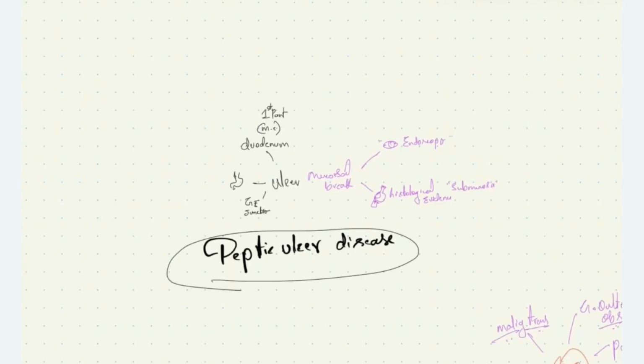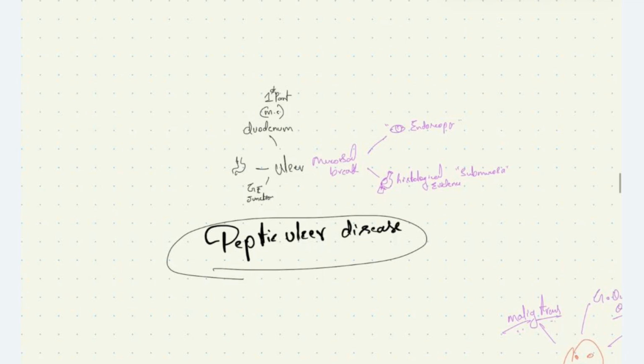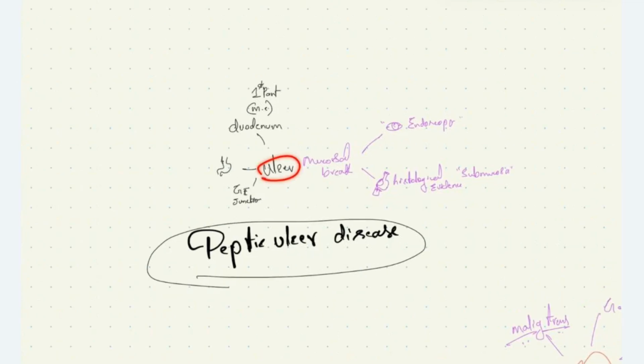What is peptic ulcer disease? Peptic ulcer disease is a disease where there is ulcer, most commonly seen in duodenum, followed by gastric ulcers, that is in stomach, and then the ulcers in gastroesophageal junction.